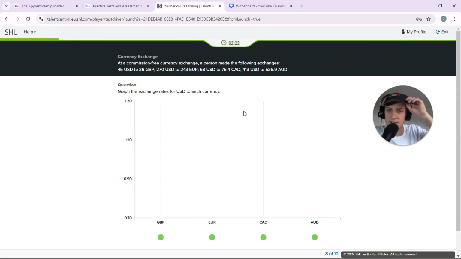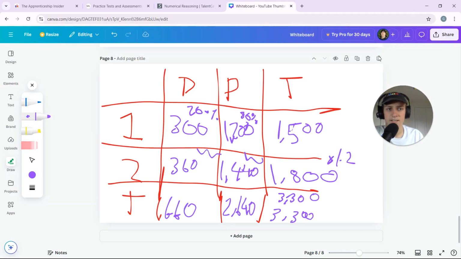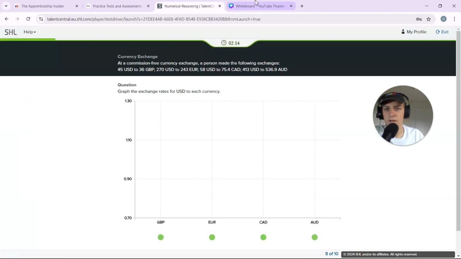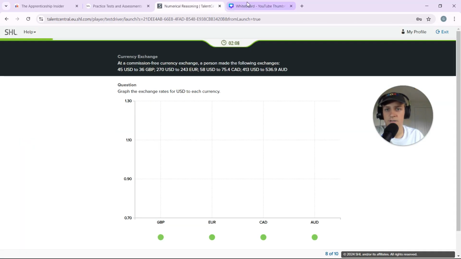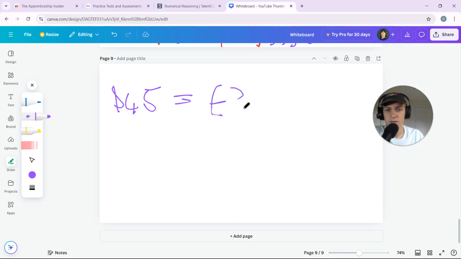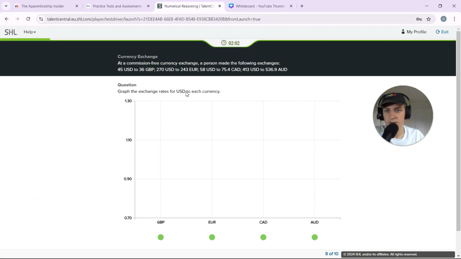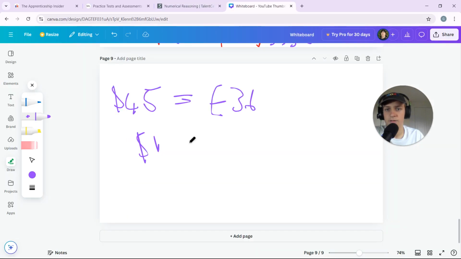Okay, let's do exchange rates. Okay, this is interesting. US dollars to each currency. So the way you would do this is you basically have to work out $1 is how many pounds. So if $45 equals 36 pounds, well then to get $1, is that how they want to do this? Graph the exchange rate. No, they want to do it the other way. Okay, they want to do one of these to an exchange rate.